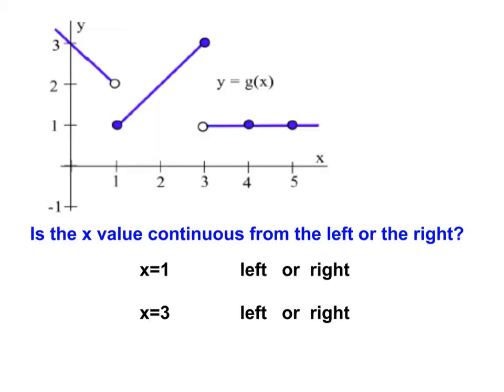This is the last problem we're doing together. After the last one we did, this one should go pretty quick. Please decide for each of these two x values, is that graph continuous from the left or is it continuous from the right?